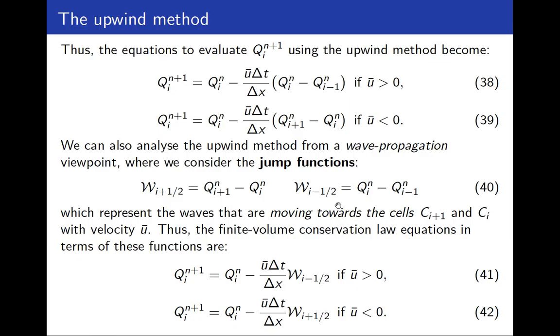You will see why these jump functions are important, but I just want to say that these jump functions represent the waves that are moving towards the cells to the right and the cell in the center with velocity u bar. Thus, the finite volume conservation law equations 38 and 39, in terms of these jump functions, adopt the form of equations 41 and 42, where you can see the jump function appears here when the fluid velocity is greater than 0, and when the fluid velocity is smaller than 0, we have this jump function here.